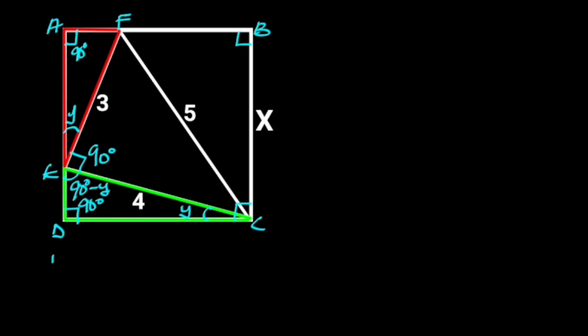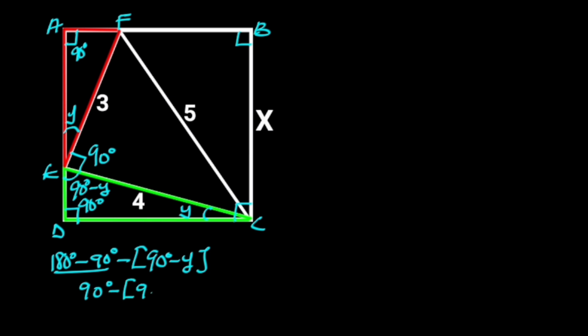That is 180 degrees minus 90 degrees minus 90 degrees minus Y. 180 minus 90 is 90. So, we have 90 minus Y, which will give us 90 minus 90, plus Y. 90 minus 90 is zero, and we are left with Y. And angle AFE is 90 minus Y. Reason: the sum of angles in a triangle is 180 degrees.